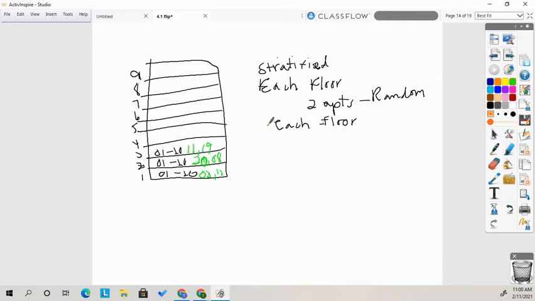That is stratifying. Okay, now here's what cluster is. I don't like cluster sampling. Cluster sampling is using a random sample to pick a floor, not an apartment, but to pick a floor. So here's what a cluster would be like.